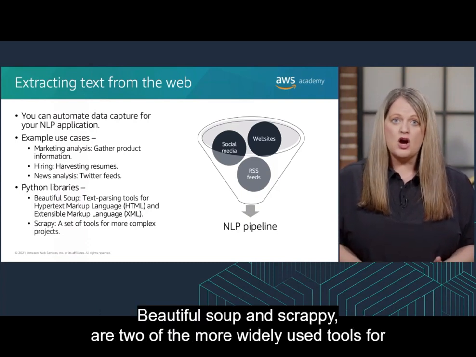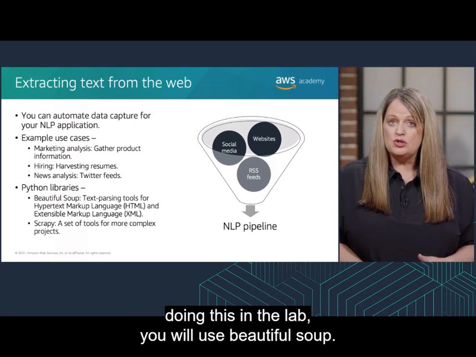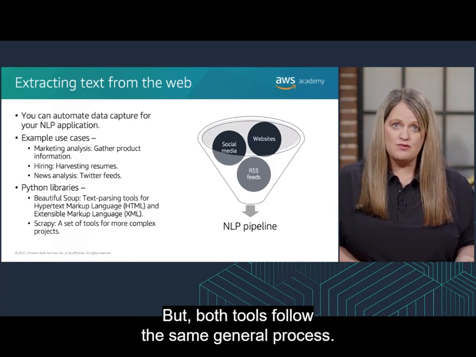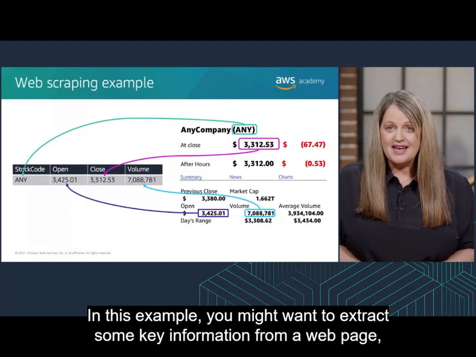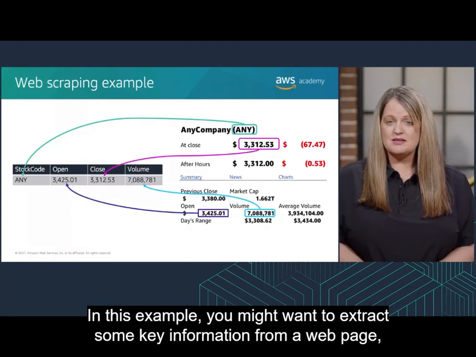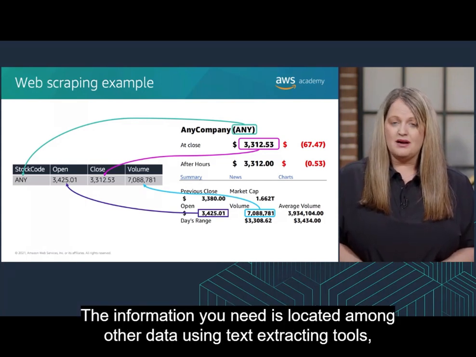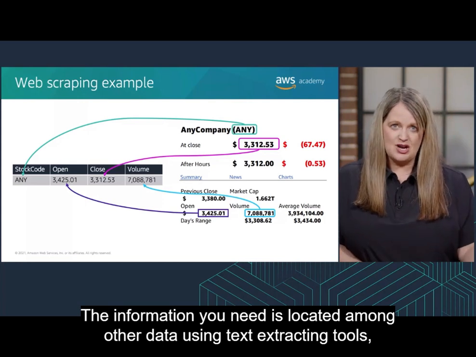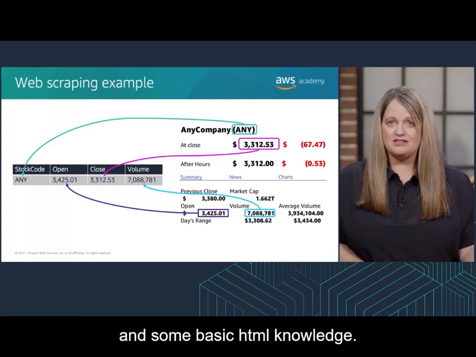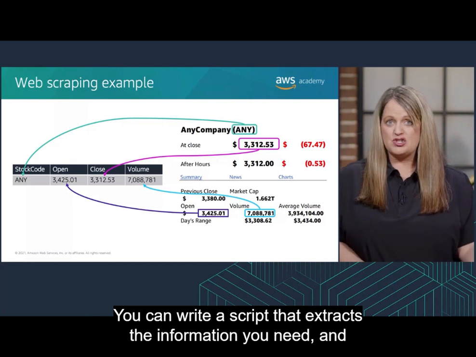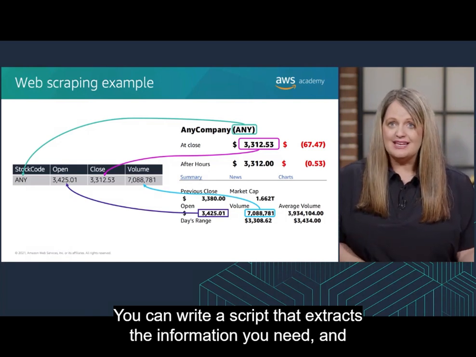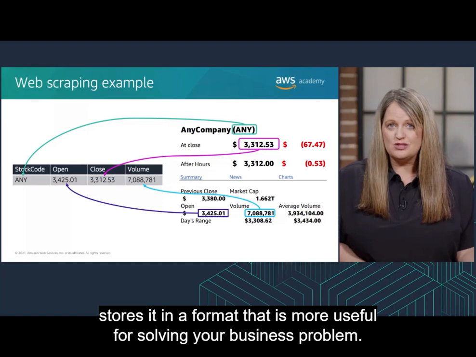Beautiful Soup and Scrapy are two of the more widely used tools for doing this. In the lab, you'll use Beautiful Soup, but both tools follow the same general process. In this example, you might want to extract some key information from a web page, such as stock pricing. The information you need is located among other data. Using text extracting tools and some basic HTML knowledge, you can write a script that extracts the information you need and stores it in a format that's more useful for solving your business problem.